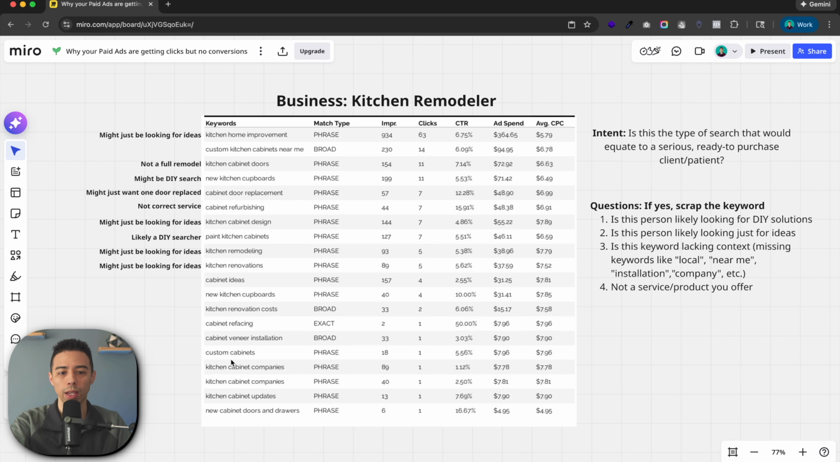Right here on the left, we have a list of keywords that are in the account. And then on the right, we have the match type, impressions, clicks, ad spend, average CPC, and things of that nature. So, real quick, I want to focus on intent, customer intent. When I say intent, I'm talking about essentially what is the goal of the person that is searching on Google, right? So if someone says they are looking for cabinet ideas, if they type that into Google, what are they looking for?